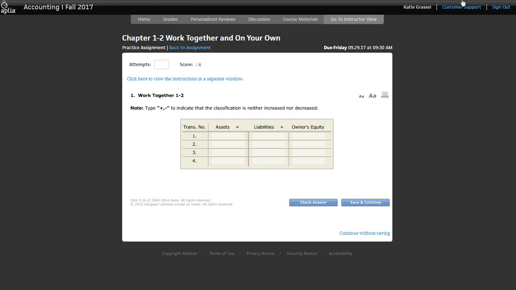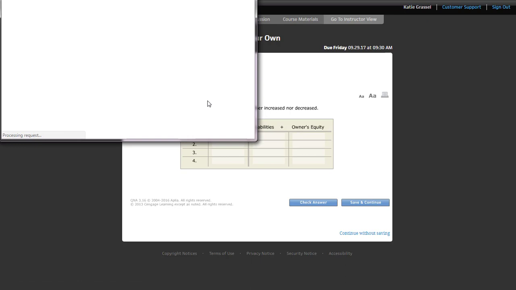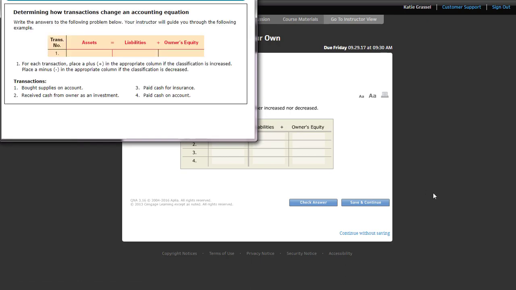So when we look at our work together and on your own for 1-2, our assignment, our instructions read, for each transaction, place a plus in the appropriate column if the classification is increased, and place a minus in the appropriate column if the classification is decreased. So what we have here, we have 1, 2, 3, and 4, and these are going to be called transactions. Transactions are things that happen within the business that are going to affect its finances.